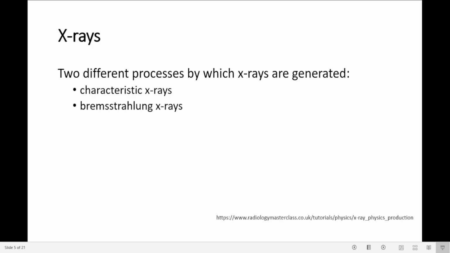There are two different processes by which X-rays are generated. One generates characteristic X-rays and the other one Bremsstrahlung X-rays.